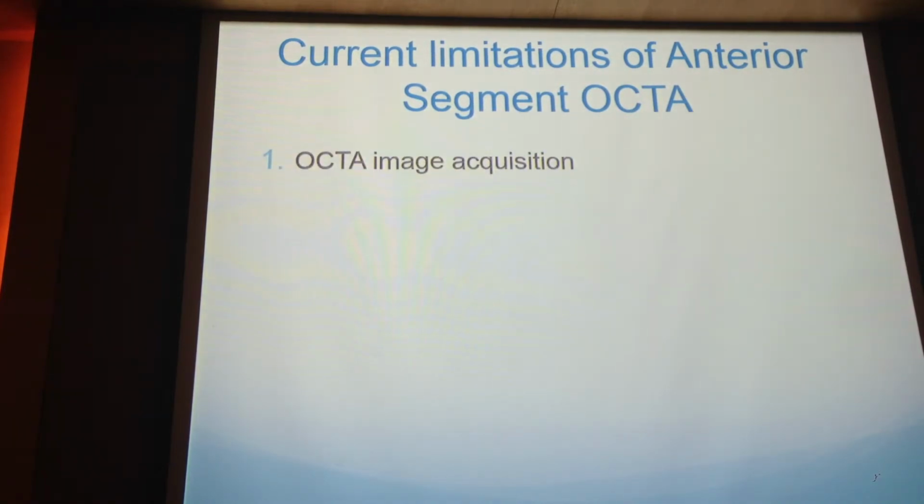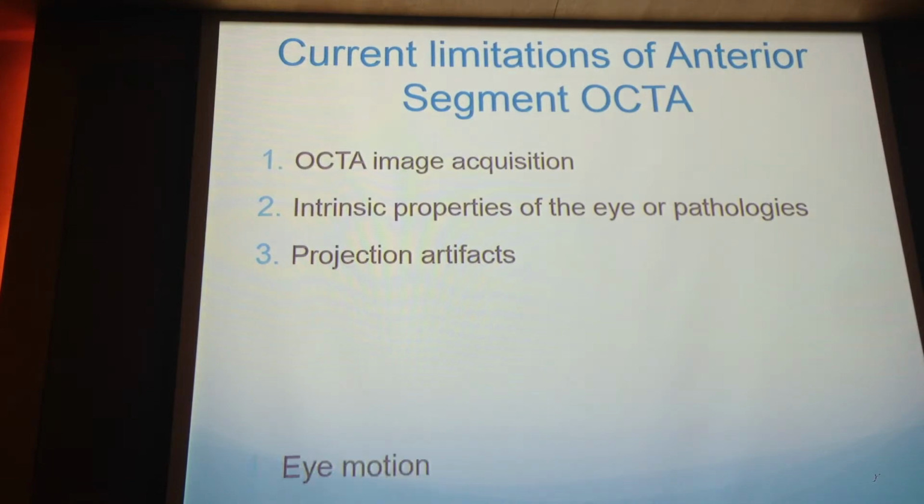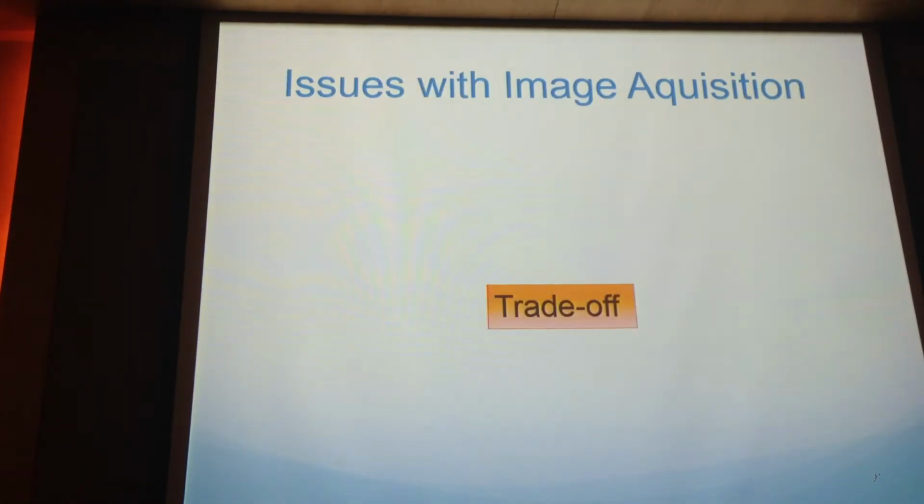So just to finish off, while it sounds very, very promising, there are some current limitations of OCT angiography, especially in the anterior segment. The image acquisition can be difficult. There are some interesting properties of the eye, and I'll show you some examples later, which will block the signal, just like in the retina. There are projection artifacts. Eye motion is a huge problem for us as well, and there's a lot of improvement required in terms of the image processing and display as well as segmentation.